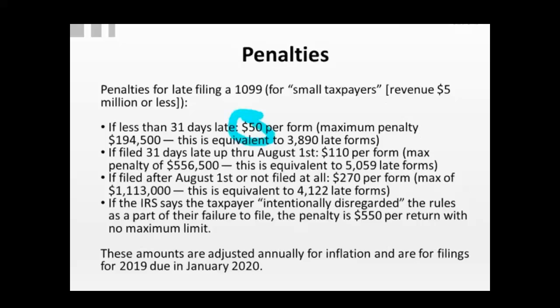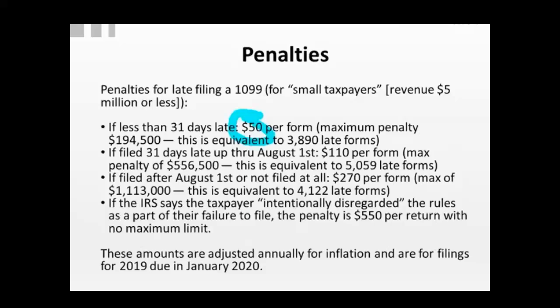So it's $50 per form, but what that really means is there's one penalty for being late providing the form to the other party, and there's a second penalty for being late on sending it to the IRS. So it's really $100 because it's $50 ×2.